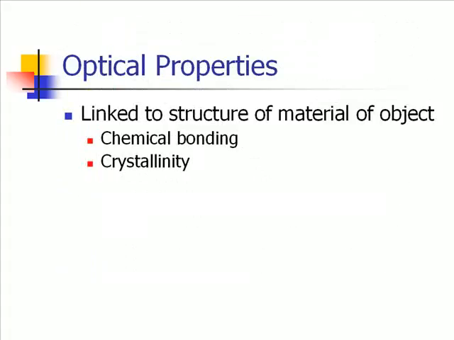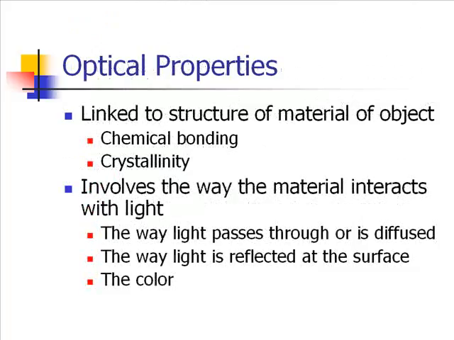Okay, optical properties of an object are linked to the structure of the material of that object, and it has to do with chemical bonding and crystallinity, all that stuff that you're all very interested in. You've had the intro class, you've heard those terms before. We're not going to get into it too much, but it involves the way the material interacts with light, and there are several things that light can do with an object. So it has to do with how the light passes through an object or is diffused by it, which means how it interacts with it.